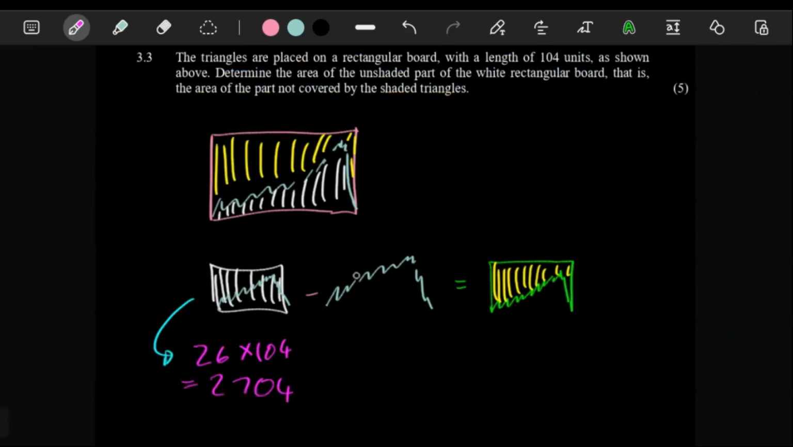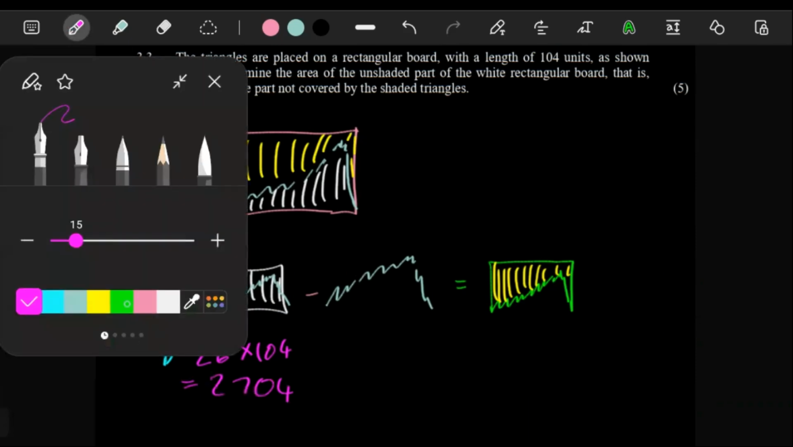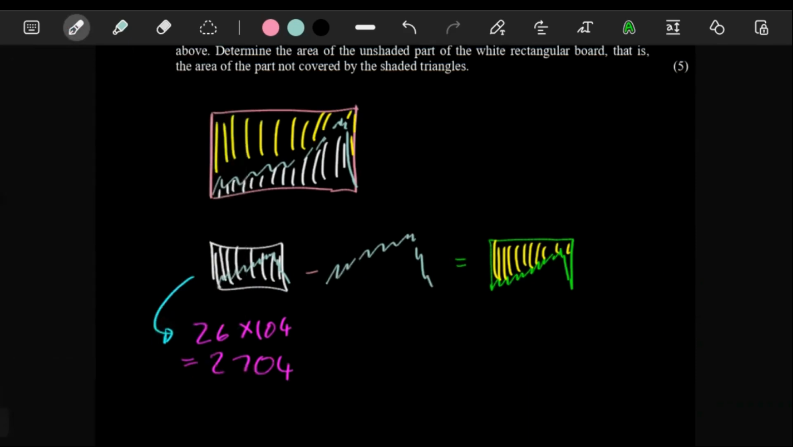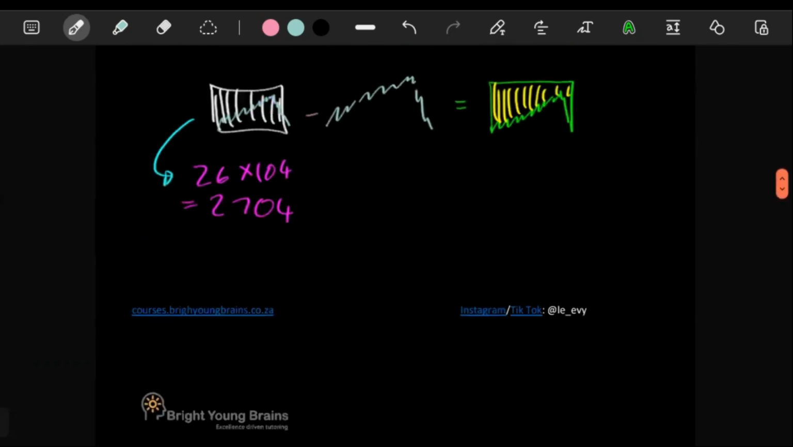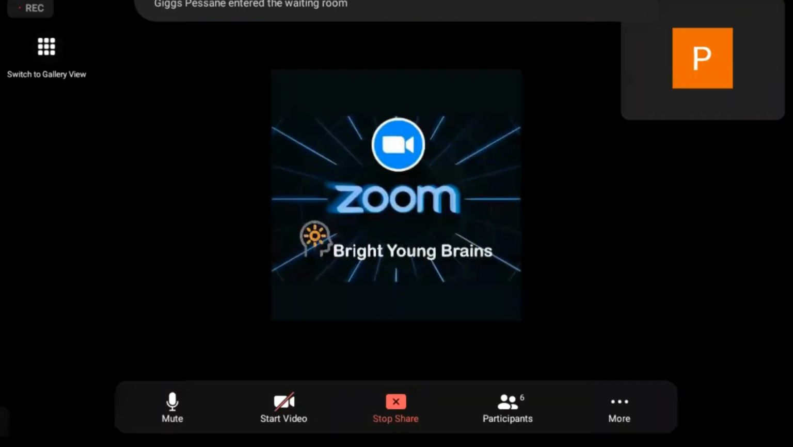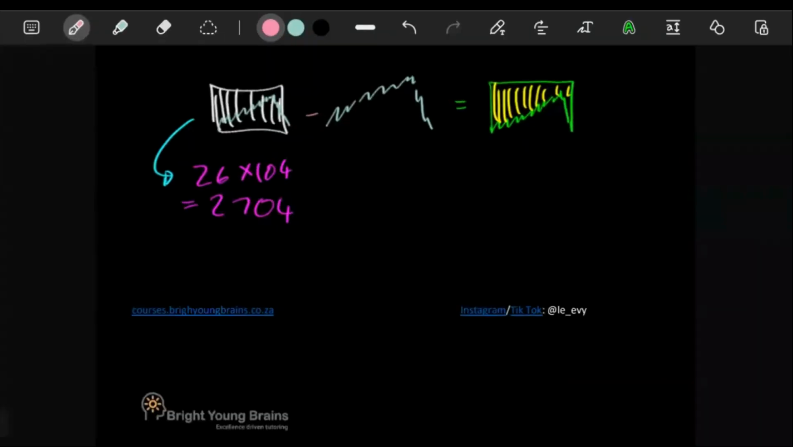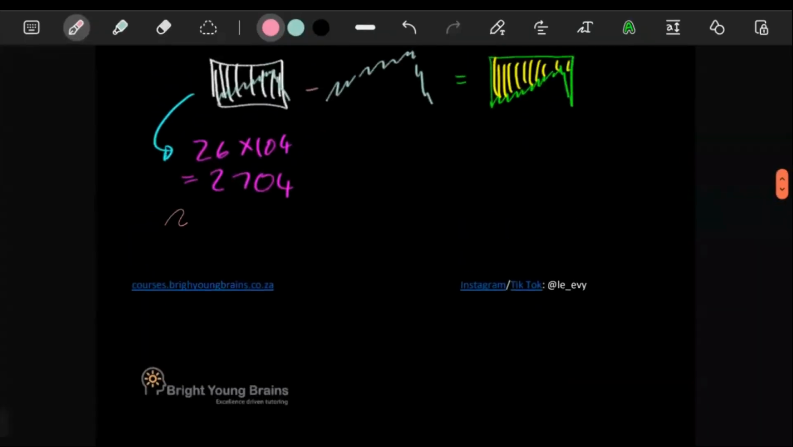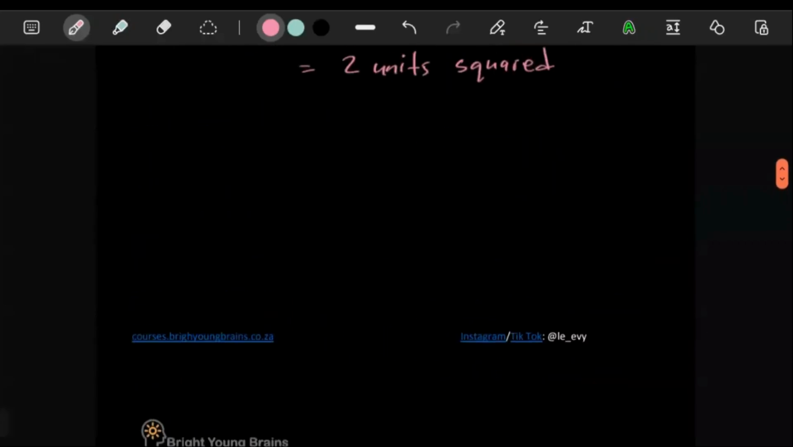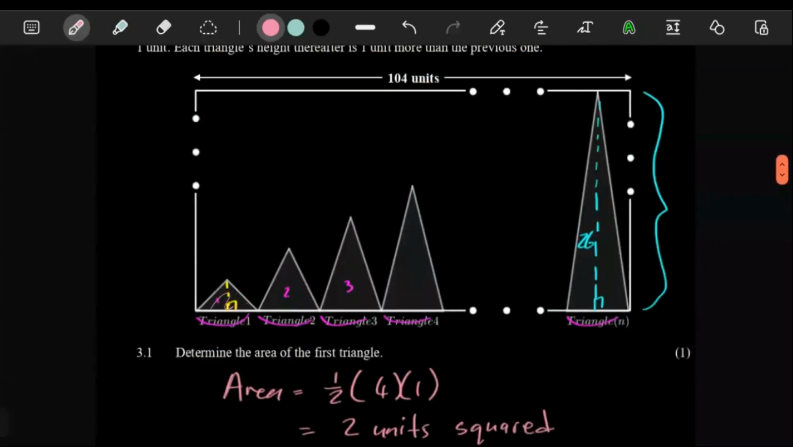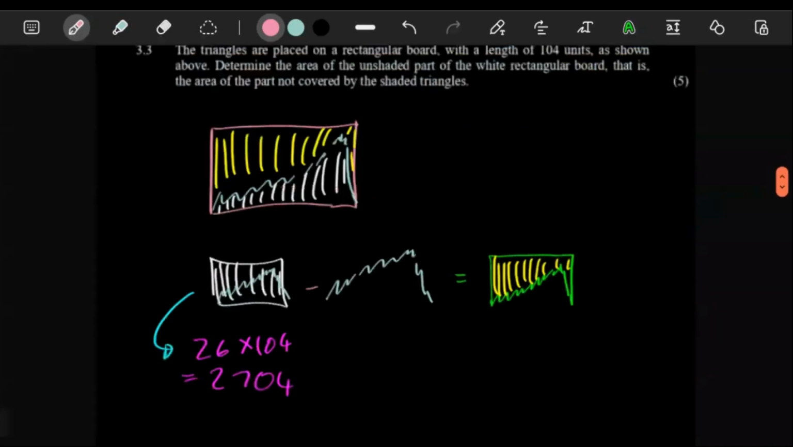Now we need the area of all the shaded triangles put together. To get that, we can just use a sequence. Our sequence has to have the areas of our triangles so that we can then use the sum formula to work out the combined area of all our triangles. So our sequence would have the area of the first triangle. What is the area of the first triangle? We worked it out to be 2 units.